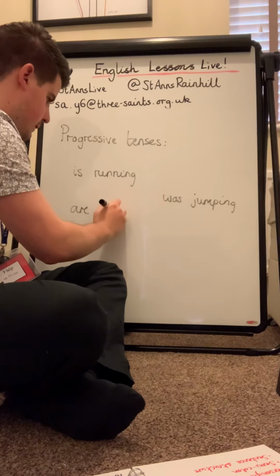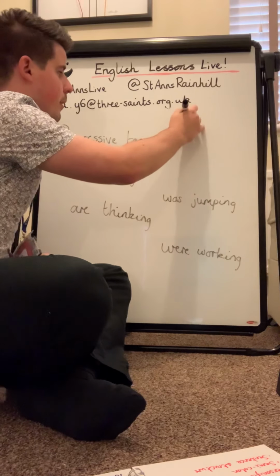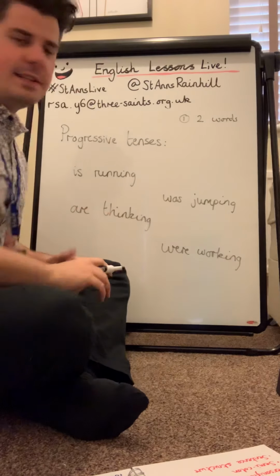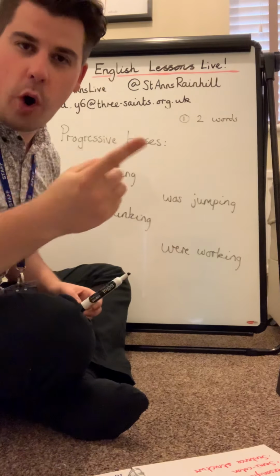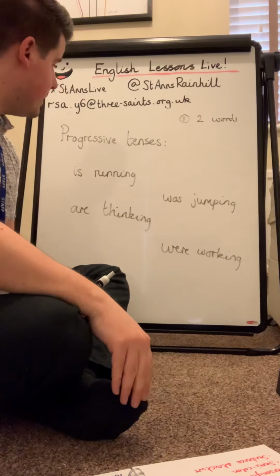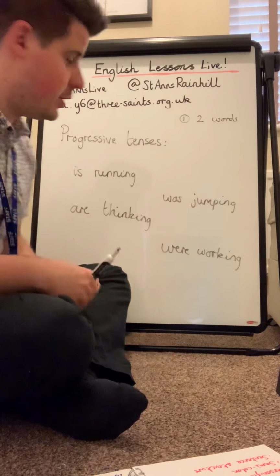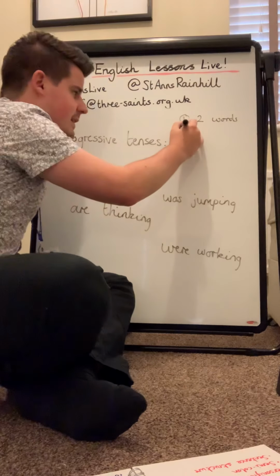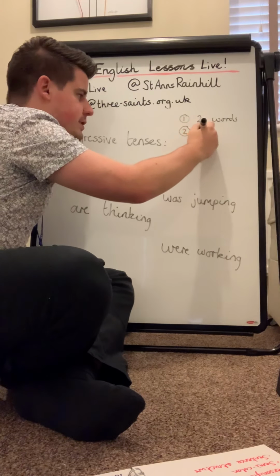If you have a look at those 4 examples for me there, what are the common things that you can notice for progressive tense sentences? What are the kind of things that you notice are in all of them? Well, number 1, they both consist of 2 words. It's not like simple tense. In simple past or present, it's 1 word that defines the tense, where in progressive, you need 2 words. You need this word and this word. You need what's called an auxiliary verb.